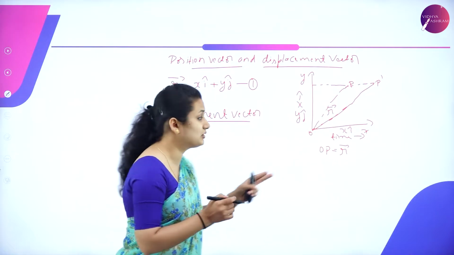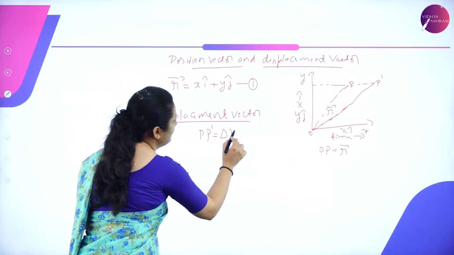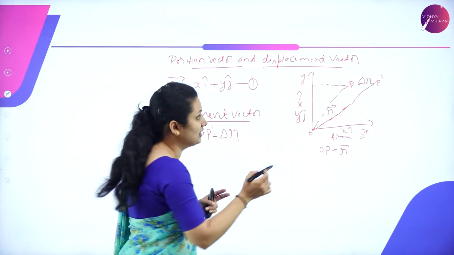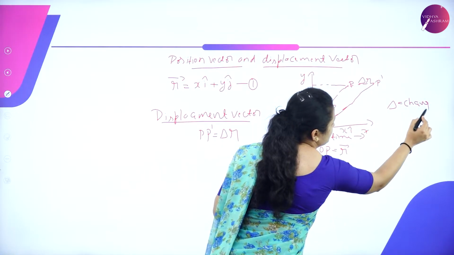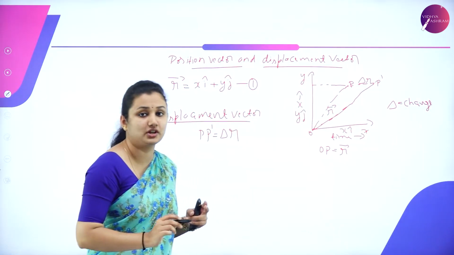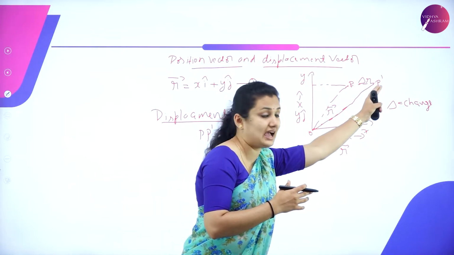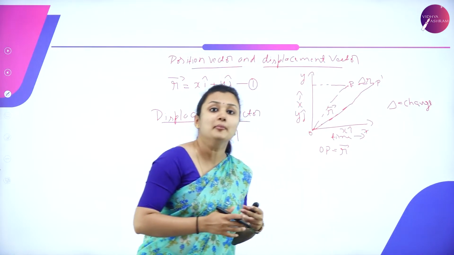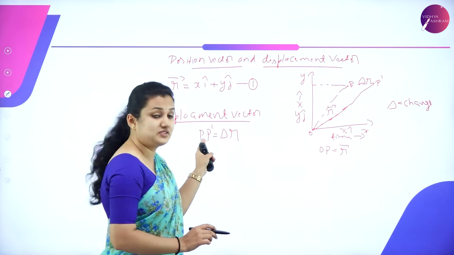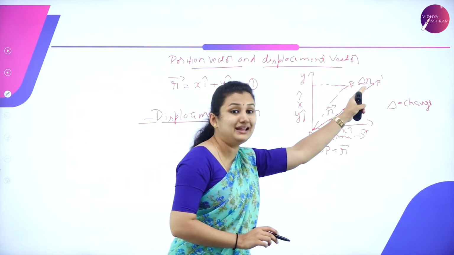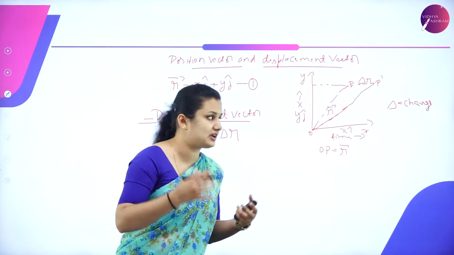The displacement to P dash is given by delta R. What is delta here? It is the change in position. How do you find change in position? How do you find displacement? It is the final position P dash minus the initial position P. That will give me the displacement vector. So the displacement to P dash is given by delta R. Delta is nothing but change in position, the difference.